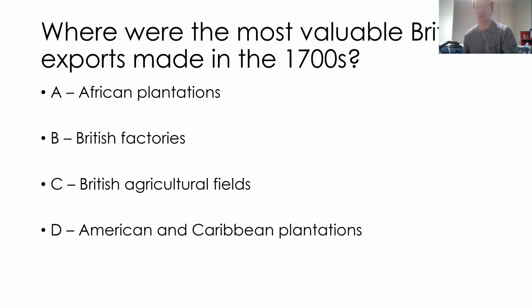Okay, now here you go. Now is the question. Where were the most valuable British exports made in the 1700s? Have a think. Okay, well, they're American Caribbean plantations because they were cotton, sugar, tobacco, and they were made on plantations by slaves.